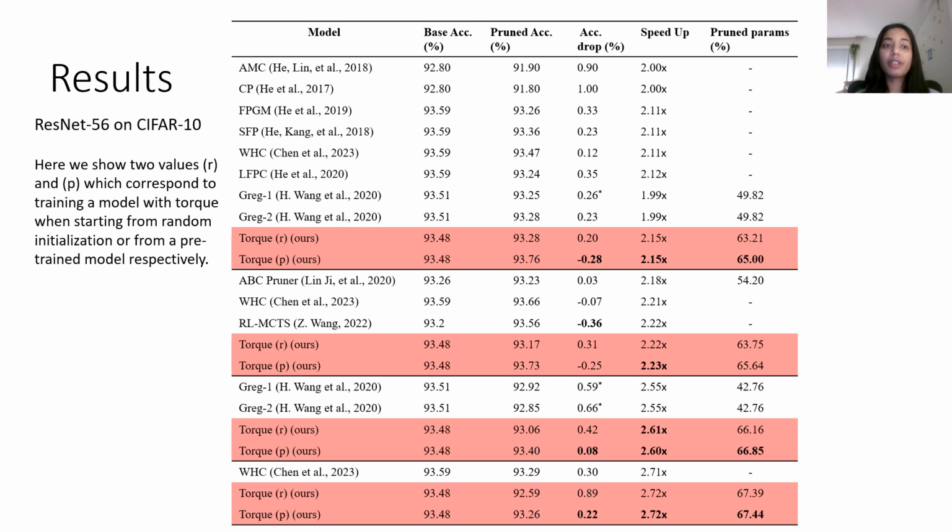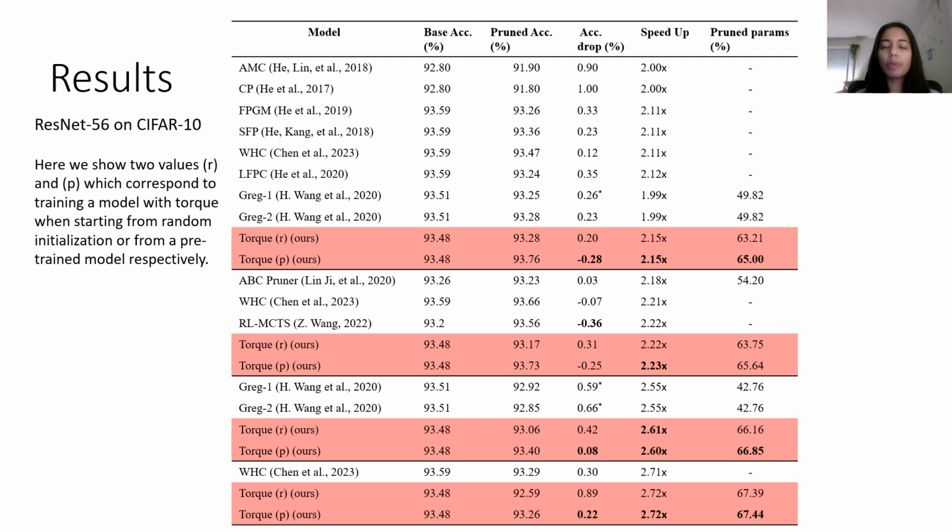These are our results for ResNet 56 on CIFAR 10. This time we have compared accuracy drop with the speed up as well as the percentage of parameters pruned. Here we have two values, R and P, which correspond to training a model with torque starting from random initialization or from a pre-trained model respectively. As you can see from the table, our torque trained models outperform many of the state-of-the-art structured pruning techniques.